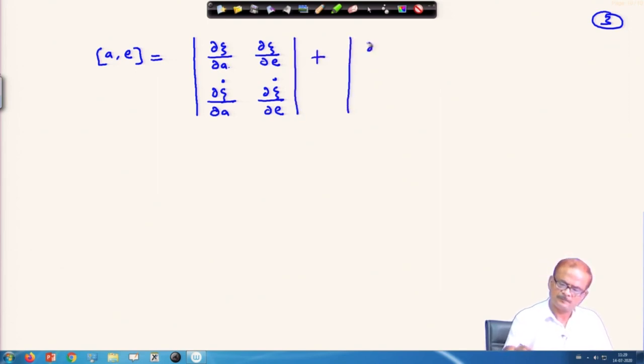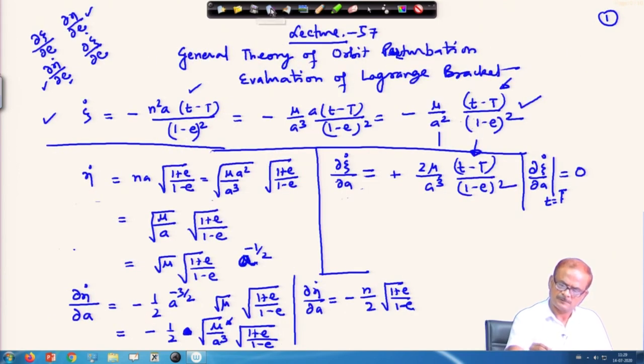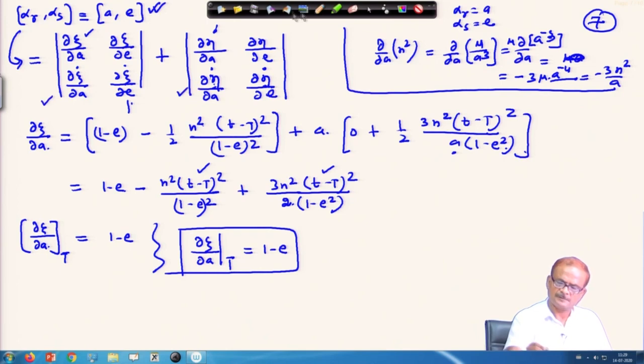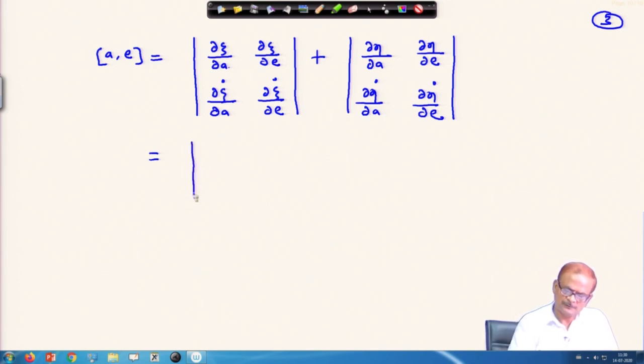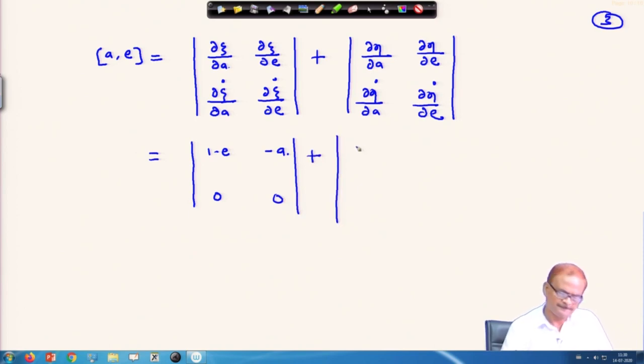and plus, as we have written here, ∂η/∂a, ∂η/∂e. Now, insert all the values that we have worked out. So, ∂ξ/∂a, this quantity is 1 minus e, ∂ξ/∂e we have written as minus a, worked out, and this is 0, and this quantity is also 0, and plus ∂η/∂a, this quantity was 0, ∂η/∂e, this quantity also we found out to be 0.